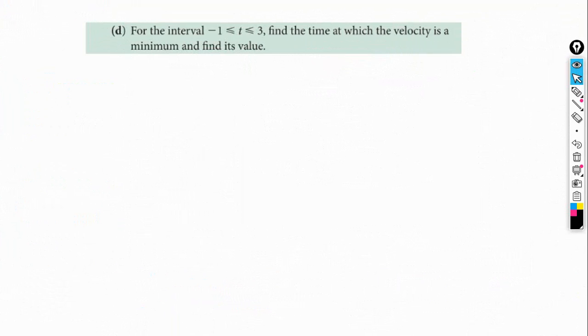Okay, so here we are in part D, and it says for the interval between -1 and 3, find the time at which the velocity is a minimum and find its value. So we can do this in two different ways. First, I'm going to show you how to do it on the graphing calculator and then manually.